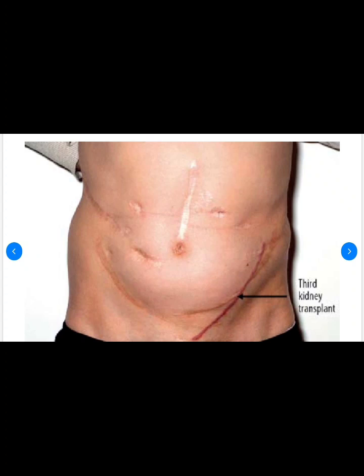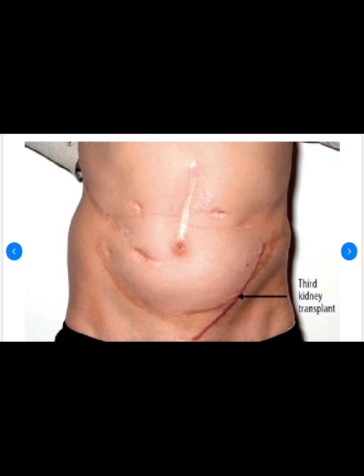What are the contraindications? The contraindications are if there is advanced cardiopulmonary disease, active malignancy, severe systemic infection, substance abuse, major psychiatric illness, HIV infection, chronic hepatitis B infection, and severe multiple organ damage.